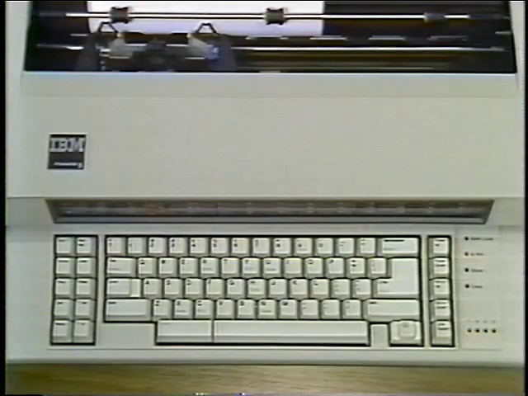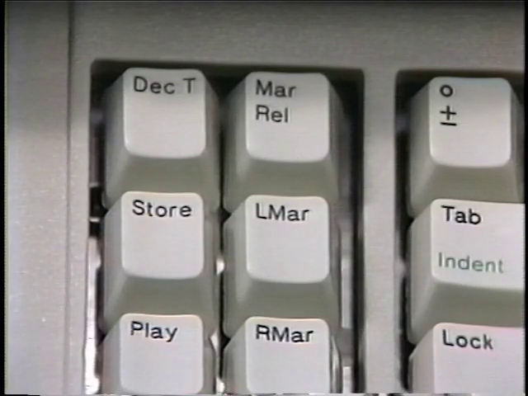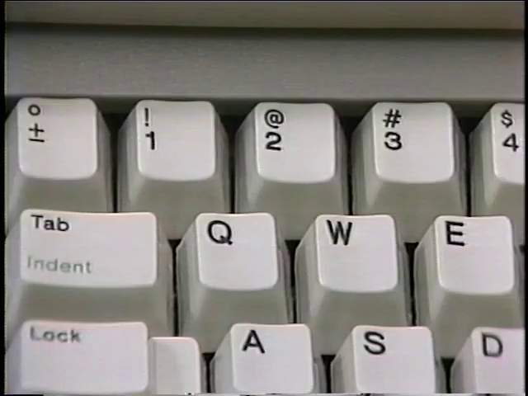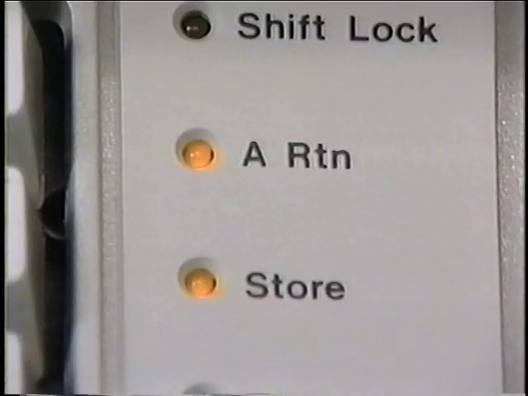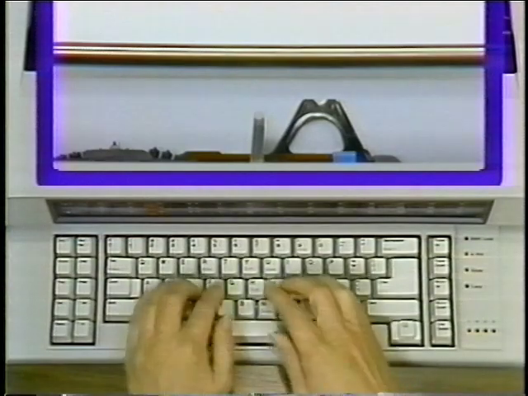To store text on this machine, press Store and type any number from 1 to 99. When the Store key button is released, the Store and Auto Carrier Return indicators turn on, and the carrier returns to the left margin. This indicates that the machine is ready to store text in the selected storage area.